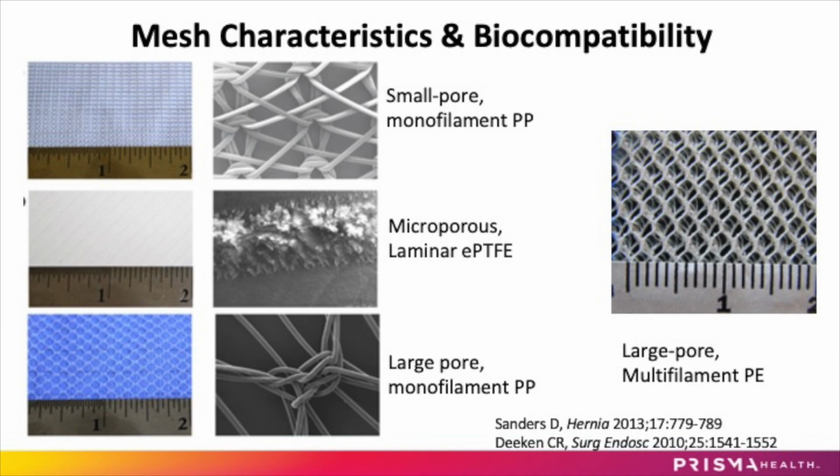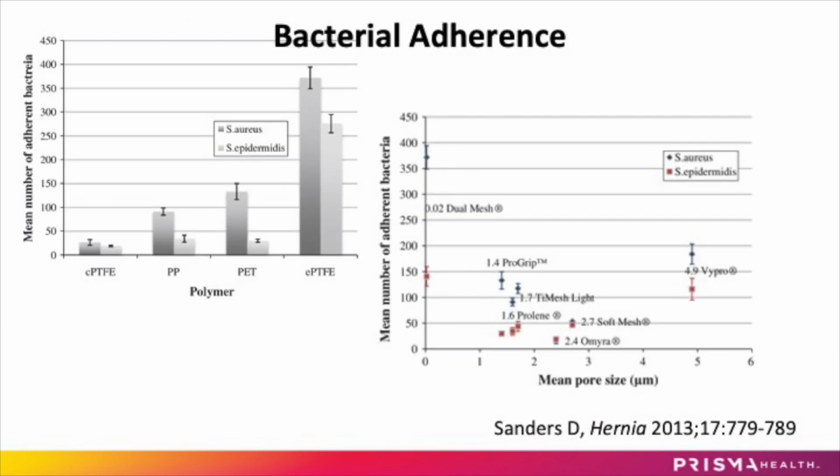Probably the most important characteristic is the pore size, or the space between the mesh fibers themselves. Probably second most important is the overall construct. Is this a multifilament or a monofilament material? Studies looking at bacterial adherence to various mesh types highlight some of these differences.